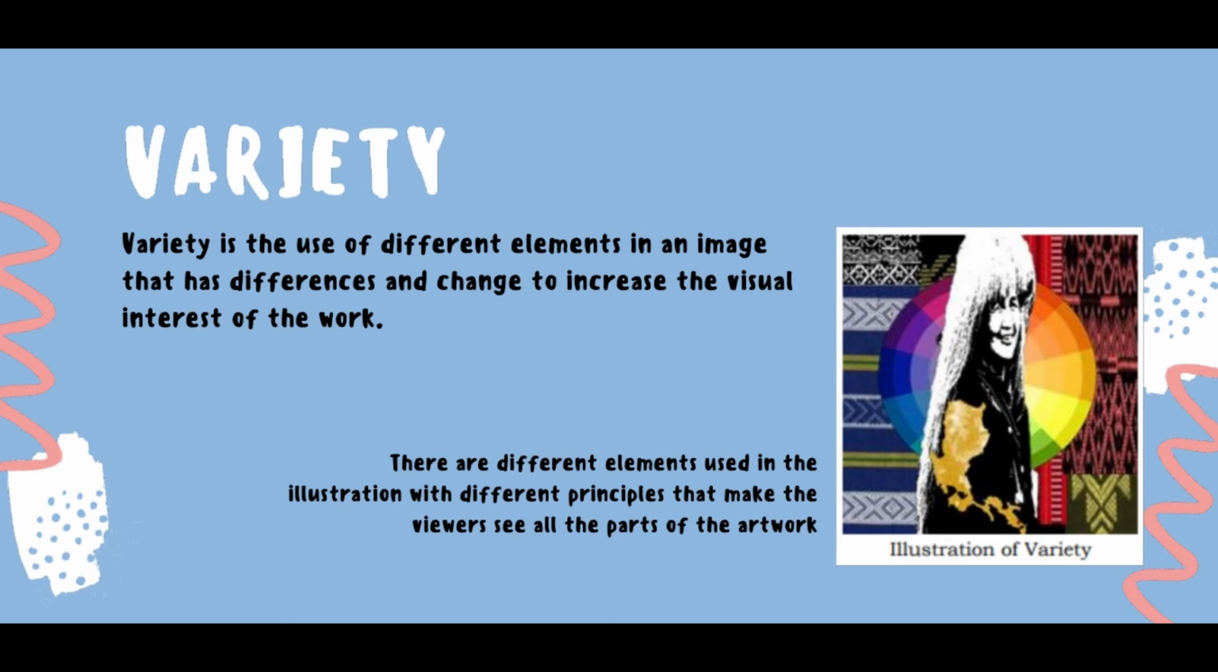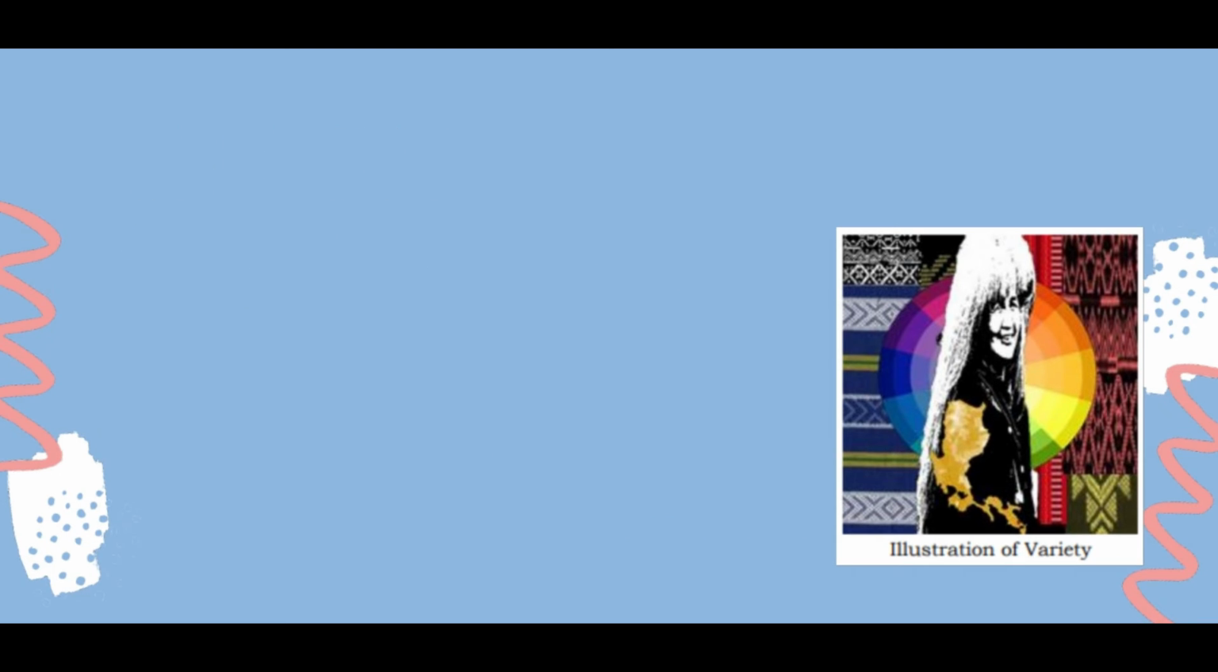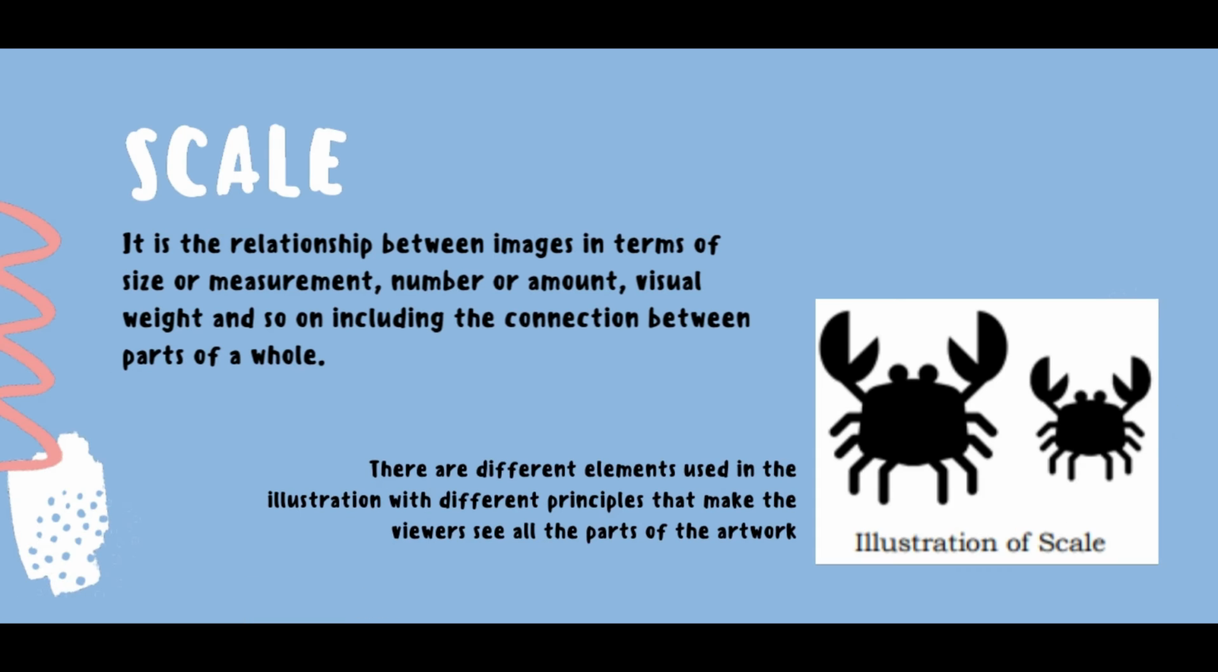Variety. Variety is the use of different elements in an image that have difference and change to increase the visual interest of the work. There are different elements used in the illustration with the different principles that make the viewers see all the parts of the artwork. Scale. It is the relationship between images in terms of size or measurement, numbers or amount, visual weight, and so on, including the connection between parts of a whole.